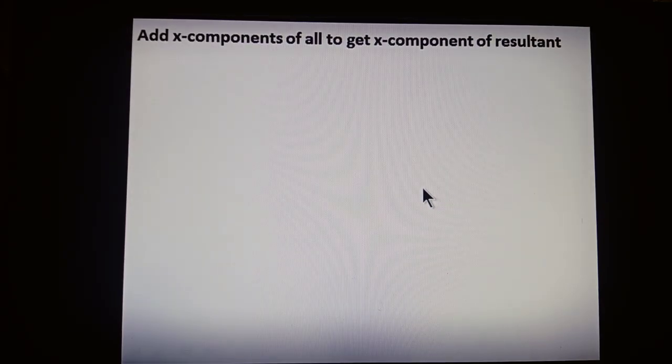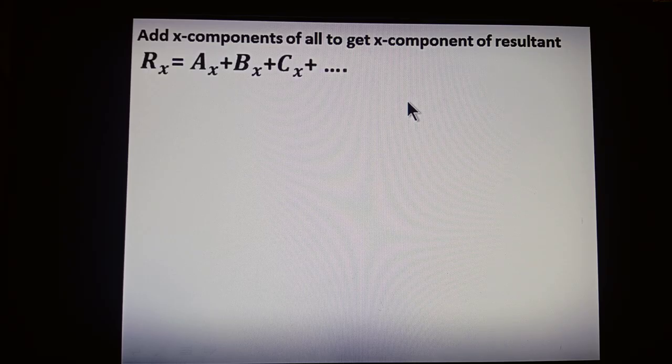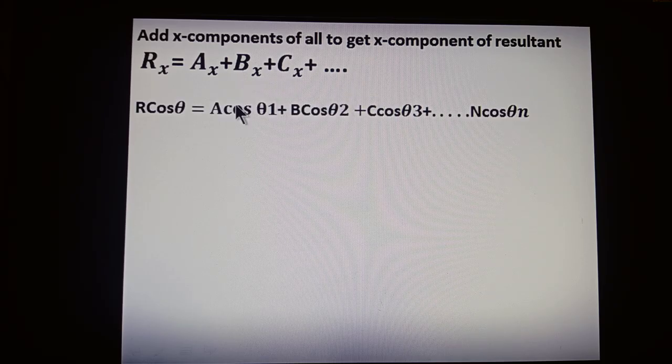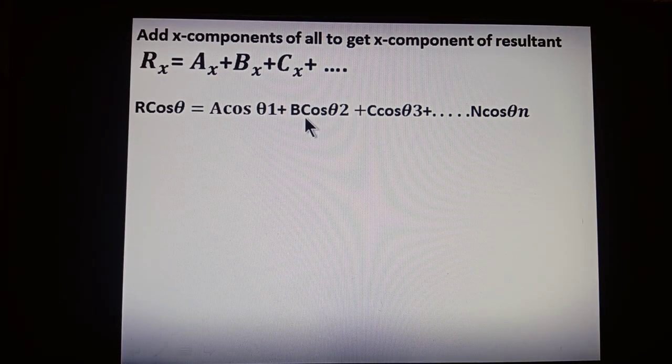Now, in the next step, we will add x components of all the vectors to get x component of resultant. If R is their resultant, then x component of R equals x component of A plus x component of B plus x component of C and so on. R in terms of angle, R cos theta equals A cos theta 1 plus B cos theta 2 plus C cos theta 3 and so on.